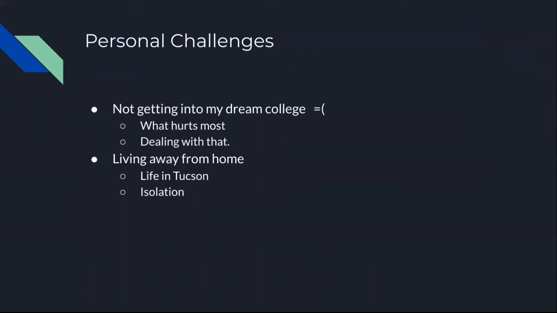I also faced some personal challenges in my own life, of course, getting to where I am now. Some of that involves not getting into the school that I really wanted to get into when I was in high school. Additionally, I've dealt with having to live very far from home for a lot of my adult life, and that can be a very isolating experience. Dealing with that is something I had to understand.